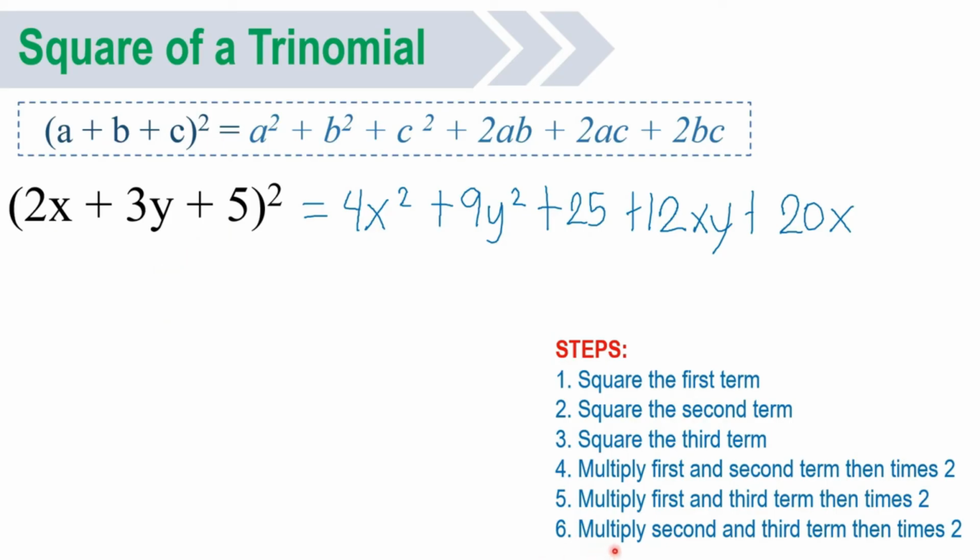Then for the last step, multiply second and third term. Second term is 3y, third term is 5. 3y times 5, that will be 15y. Then times 2. 15y times 2, that will become 30y. Then observe if you can combine like terms. There are no like terms. So that's it. That will be your answer.